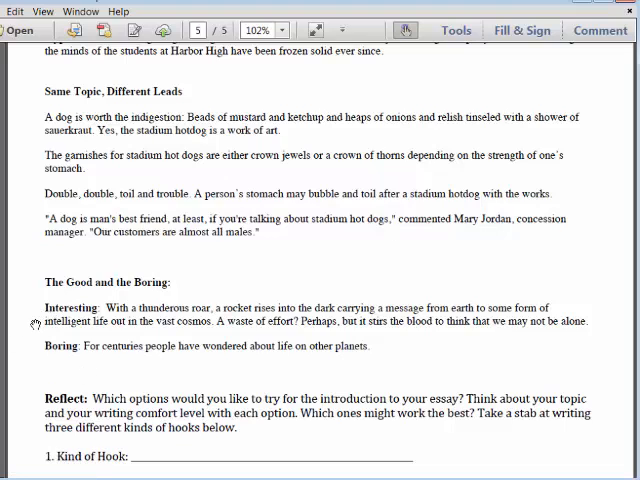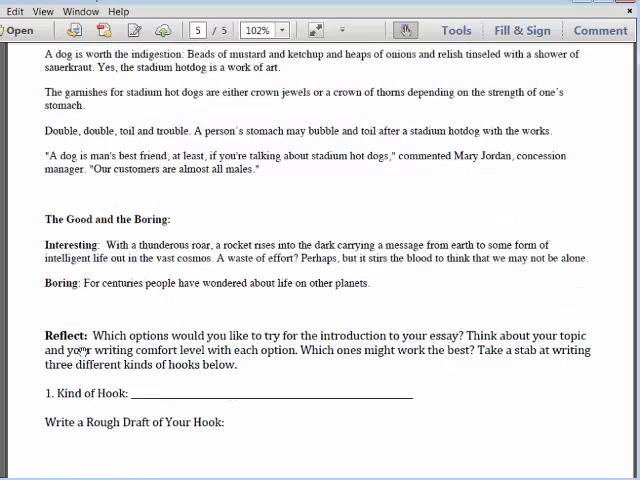So interesting. With a thunderous roar, a rocket rises into the dark, carrying a message from Earth to some form of intelligent life out in the vast cosmos. A waste of effort? Perhaps, but it stirs the blood to think that we may not be alone. Okay, and this would be a boring version, so you wouldn't want to do something like this. For centuries, people have wondered about life on other planets. So you can see the difference between a well-written hook and a boring one about the same topic.